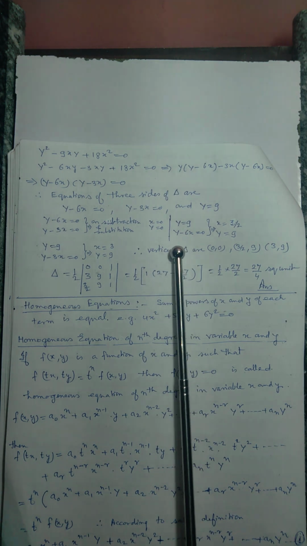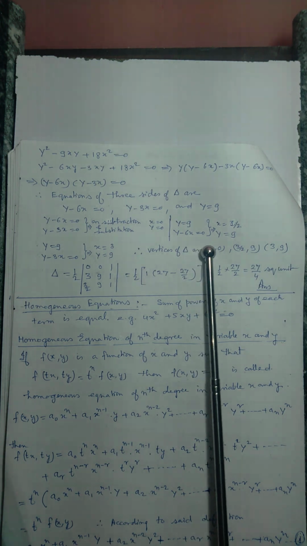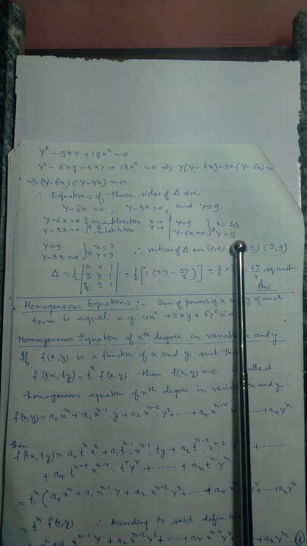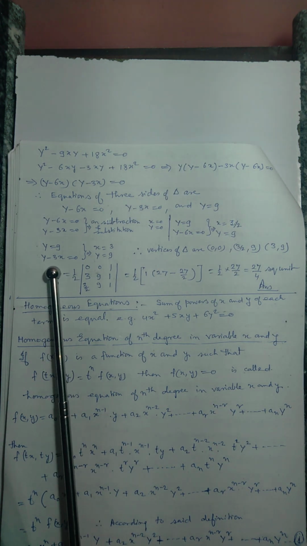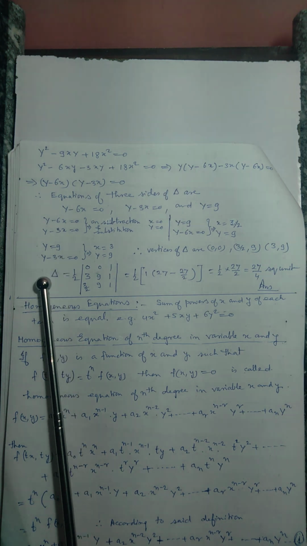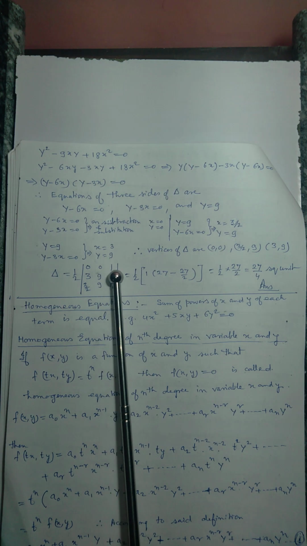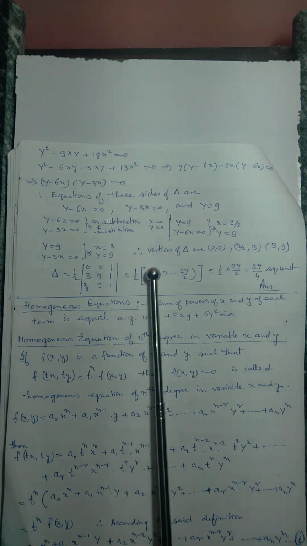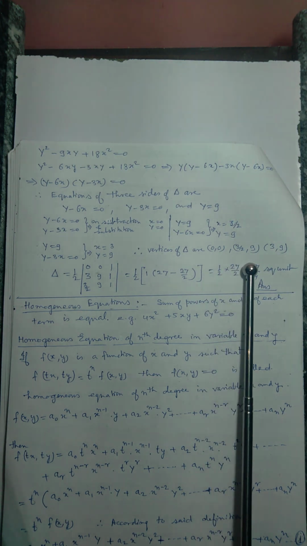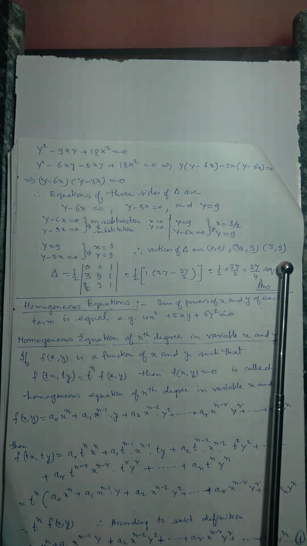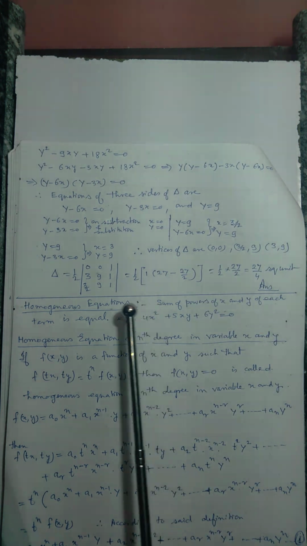Now take the second, that is y is equal to 9 and y minus 6x is equal to 0. From here we will get x is equal to 3 by 2 and y is equal to 9. Now the third case, y is equal to 9 and y minus 3x is equal to 0. Here you will get x is equal to 3 and y is equal to 9. Therefore, the vertices of the triangle are (0, 0), (3 by 2, 9) and (3, 9). These are the three vertices. With the help of these vertices, we can find the area of the triangle.